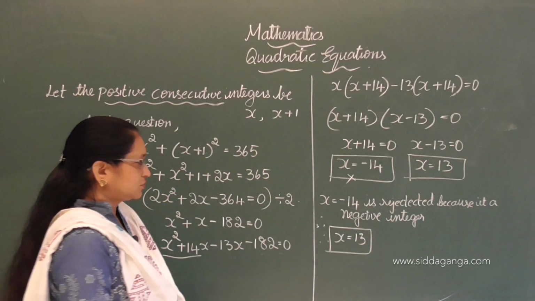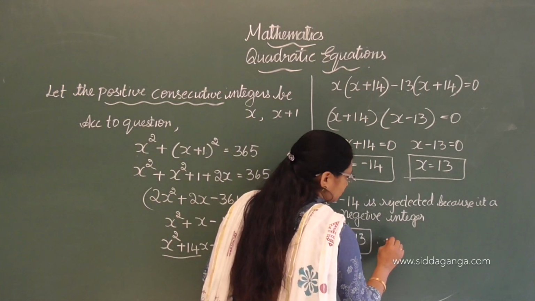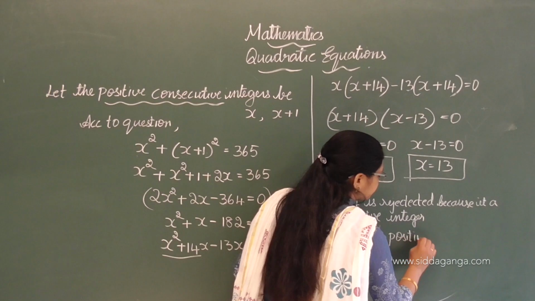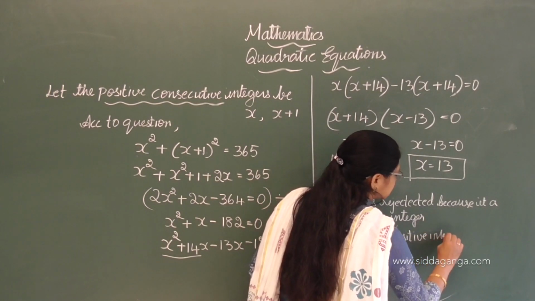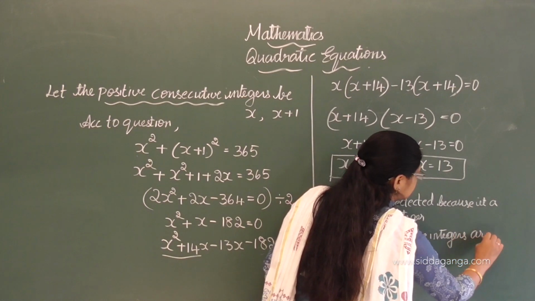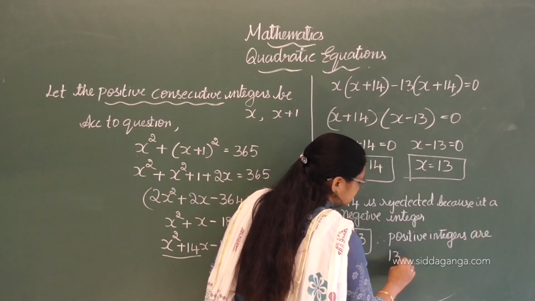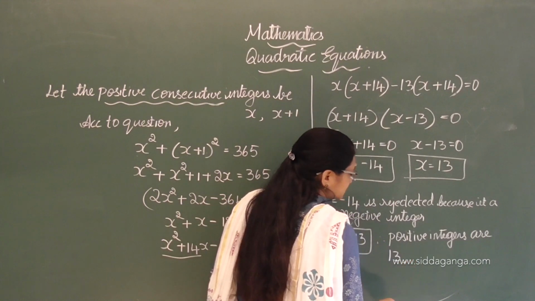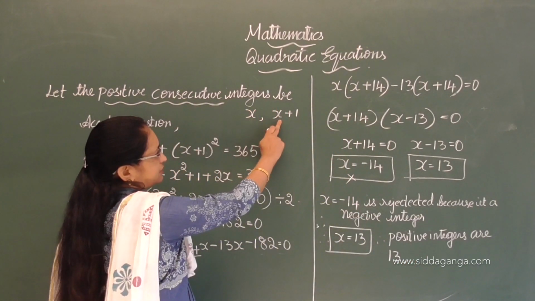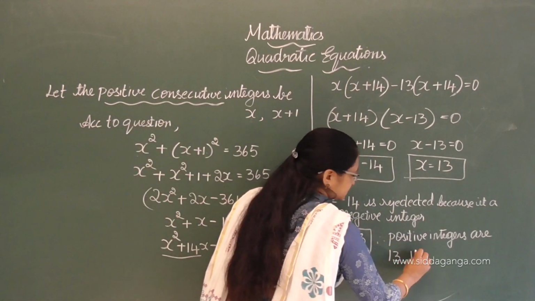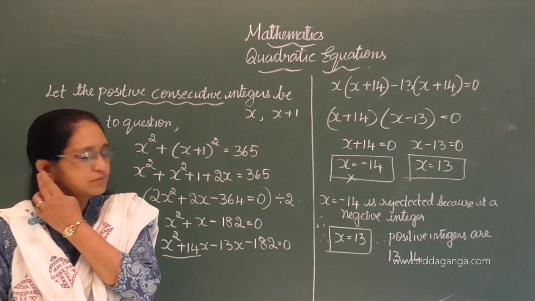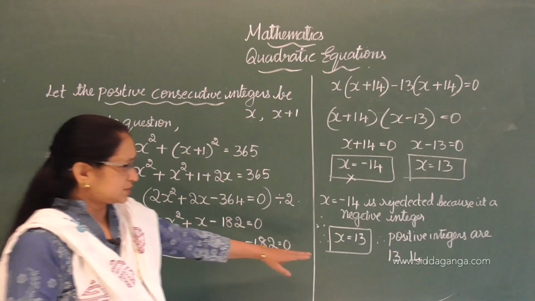Okay. So, therefore, positive integers are, one is x and the other one is x plus 1. See here, one is x, that is 13, the other one is 13 plus 1. Positive integers are 13 and 14. Hope it is clear. Understood?